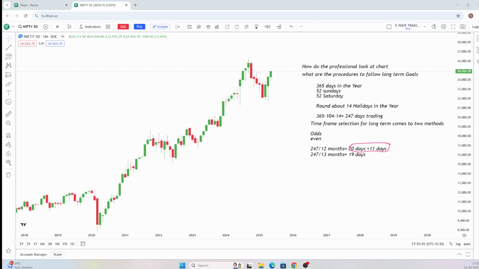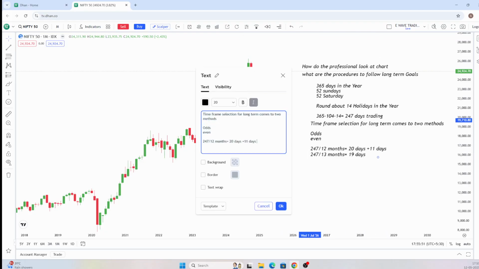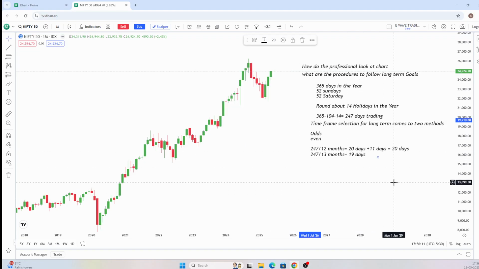We will round the figure to 20 days, 20 trading days. It will come to 20.58, so we will round it. Now this works on the monthly. So on monthly, when we are looking, we will look only at the 20 trading day candle, and for odd we are looking at 19 days.